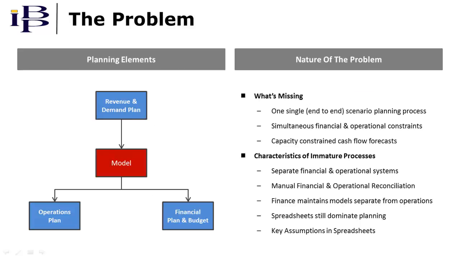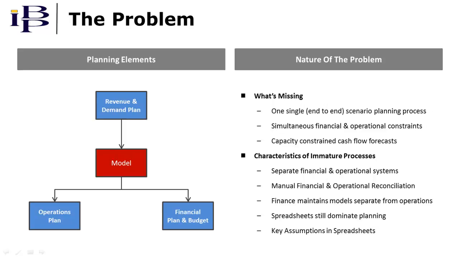The problem described in this video is that complex manufacturers often lack the ability to connect revenue and demand plans with those for finance and operations. What's often missing is one model that can support a single end-to-end scenario planning process, one that enables capacity-constrained cash flow forecasts. The key feature of such forecasts is that it can simultaneously identify financial and operational constraints.